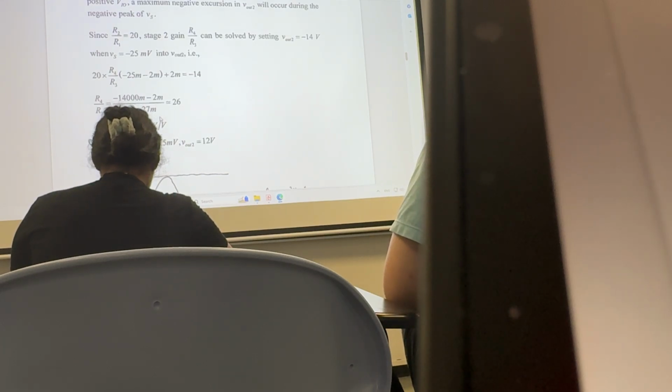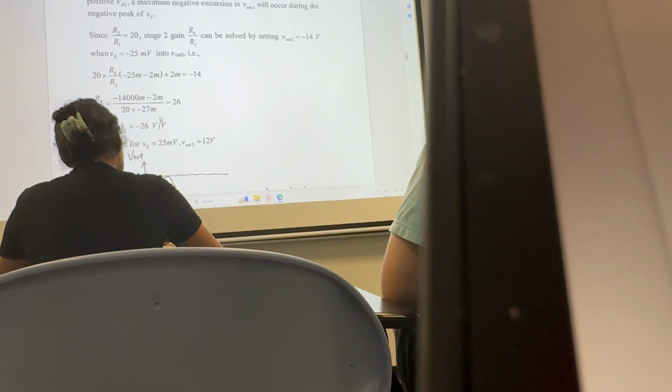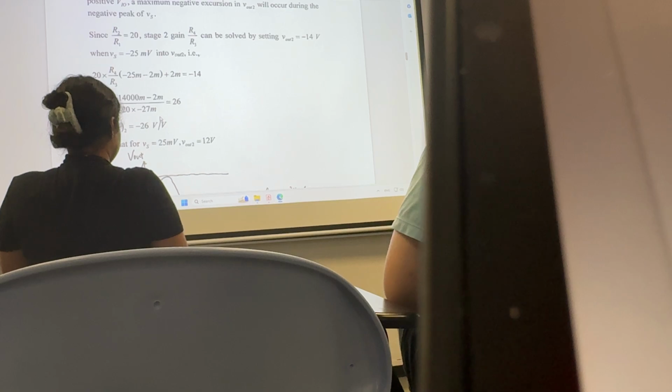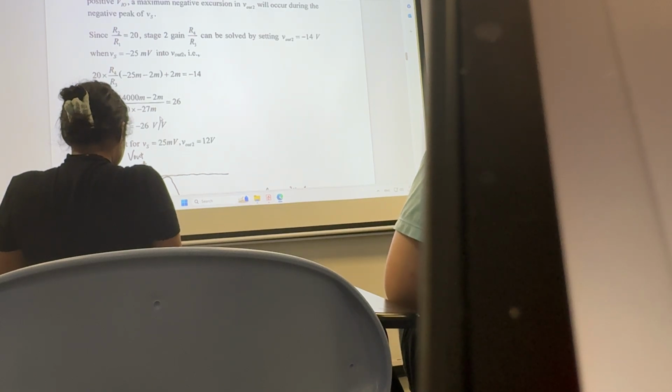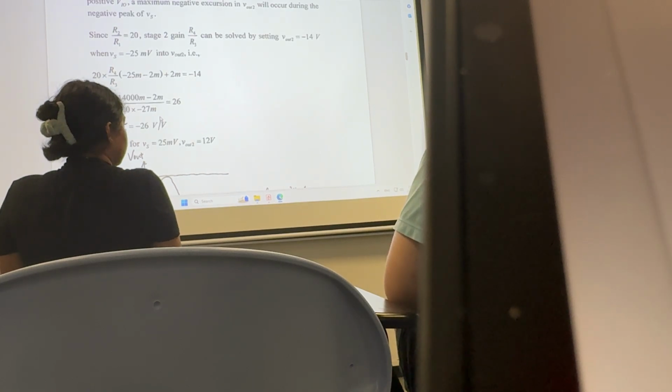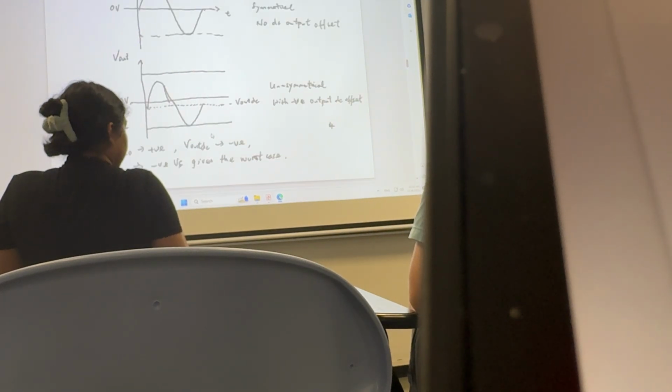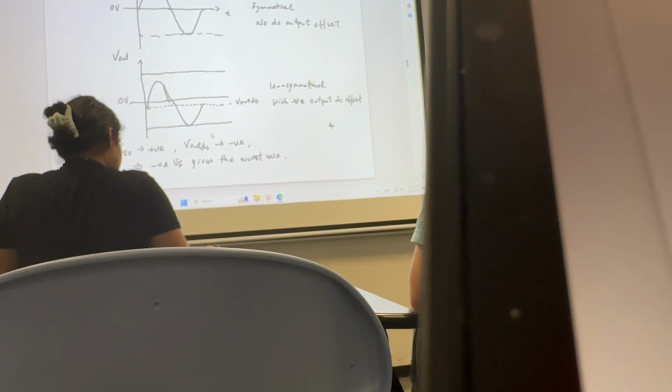Because the situation is the offset caused the level shift downward, right? So in order to make it worse, it's a negative VS, not positive VS. You'll be very careful about this. Okay, after that you will solve this one, right? Any question up to this part? No question, right?